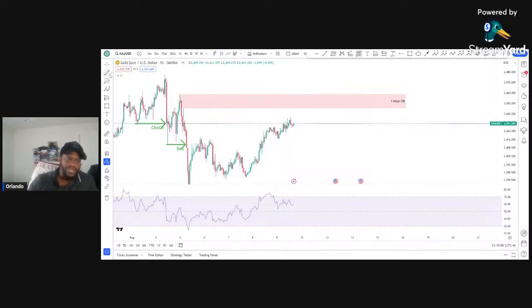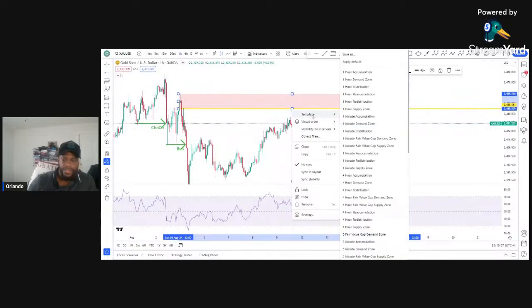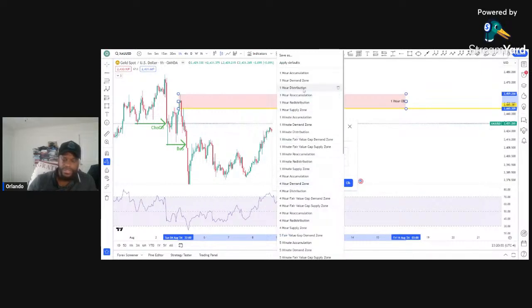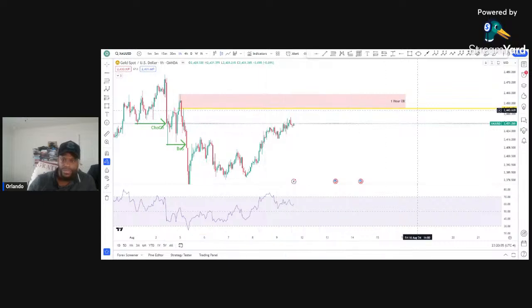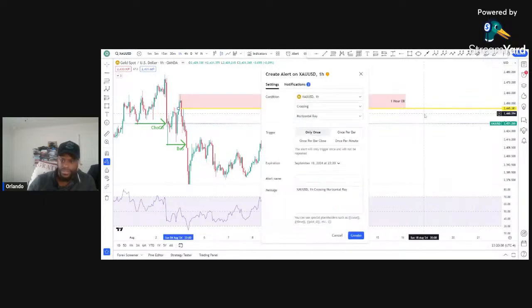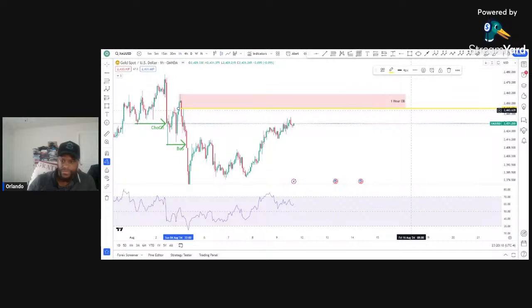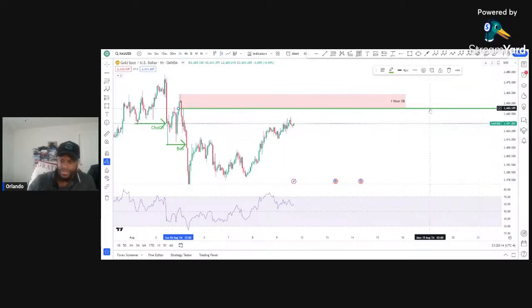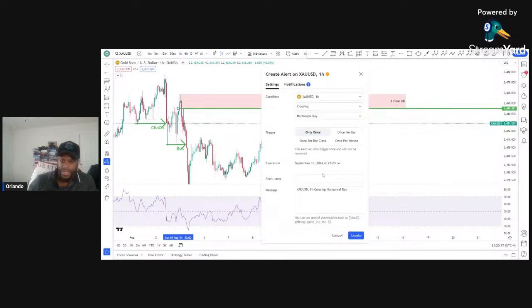So what I want to do is simply create an alert, to alert myself and to let the market tell me when it is going to hit this area. So first of all, we have to turn it into a 1 hour alert. Then we say, hey, we got an alert, and say H1 supply zone.